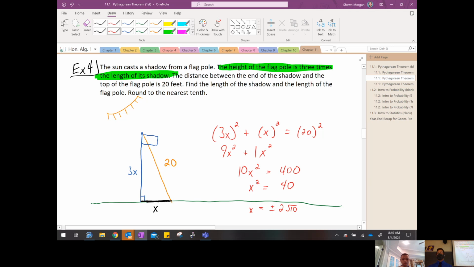Now, which of those would be extraneous? The negative. It wouldn't make sense in the context to say that the shadow is negative 2 square root of 10 units long. No. We'd say the length of the shadow is 2 square root of 10 units long. Feet, I guess, is my unit. And the length of the flagpole is 3 times that, so the length of the flagpole would be what? 6 square root of 10 feet long.